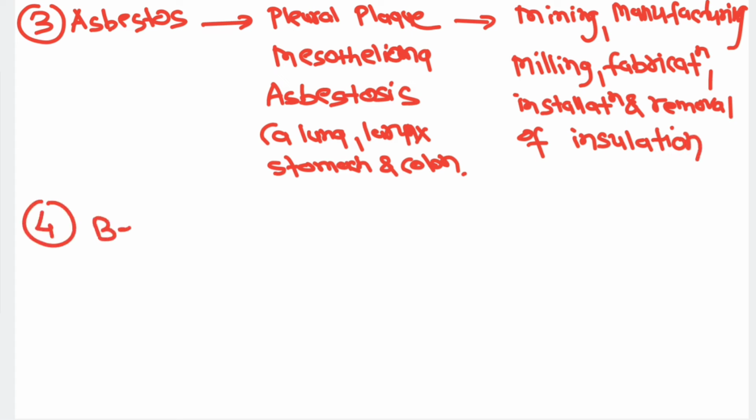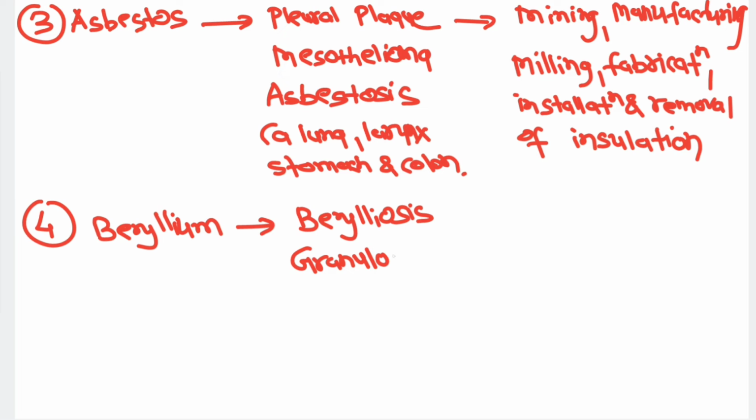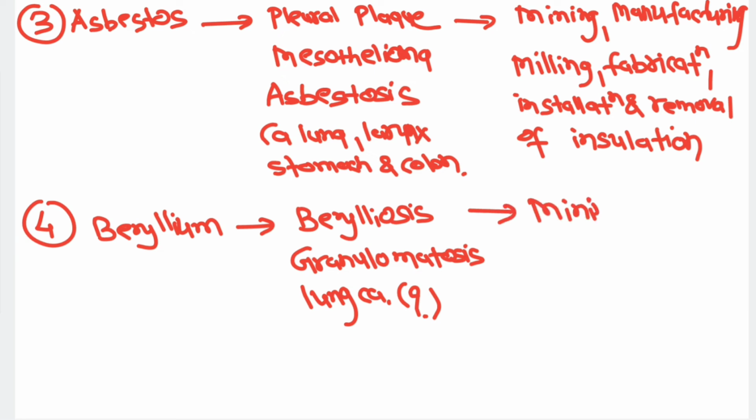All right. The fourth one is beryllium. Now the beryllium exposure can lead to development of berylliosis or granulomatosis or lung carcinoma. And exposure is by mining industries and in the manufacturing.